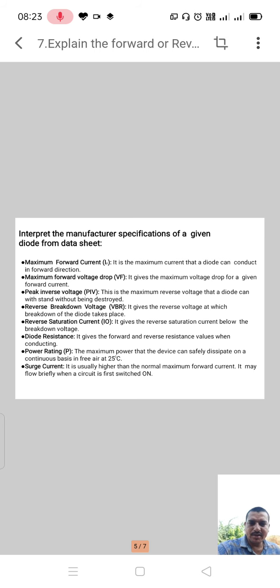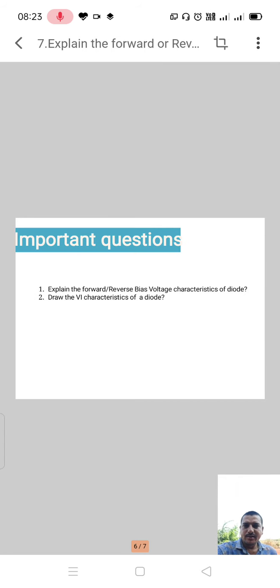These are the specifications of the manufacturer company for a diode, and for this topic we have two important questions. First one, explain the forward and reverse bias voltage characteristics of diode, and second question, draw the VI characteristics of diode. These are the important questions.